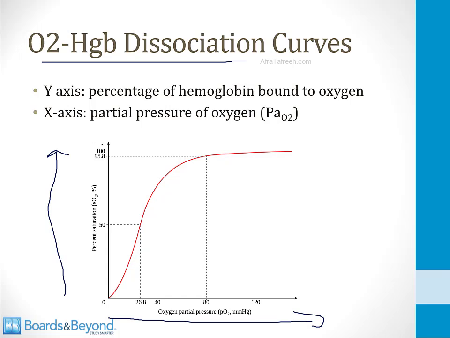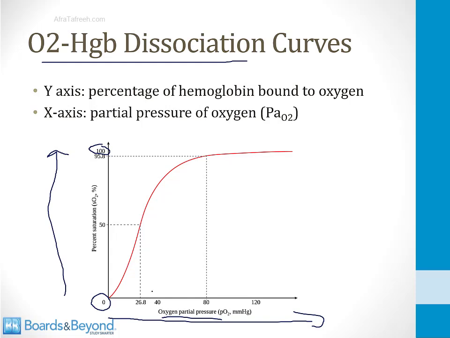So for example, if every single oxygen binding site was filled with a molecule of oxygen, then we'd be up here at 100 on the y-axis, and if not a single binding site for oxygen were filled with an oxygen molecule, we'd be down here at 0. And remember, the partial pressure of oxygen is basically a measurement of the oxygen concentration in the bloodstream.